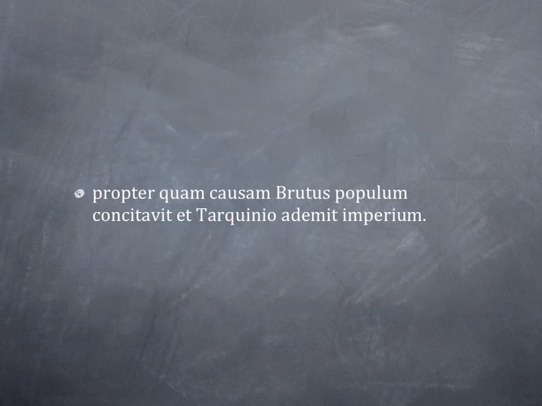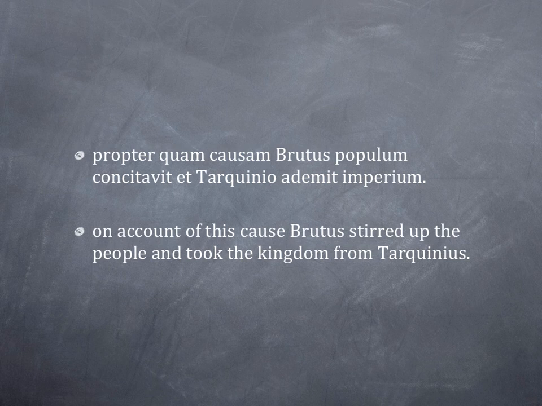Propter quam causam Brutus populum concitavit et Tarquinio ademit imperium. Propter, on account of which cause? Brutus, on account of this cause, you could say, on account of this reason, Brutus, I've said there for concito, stirred up, you could say stirred up or aroused the people, and ademit, and took the kingdom from Tarquinius.